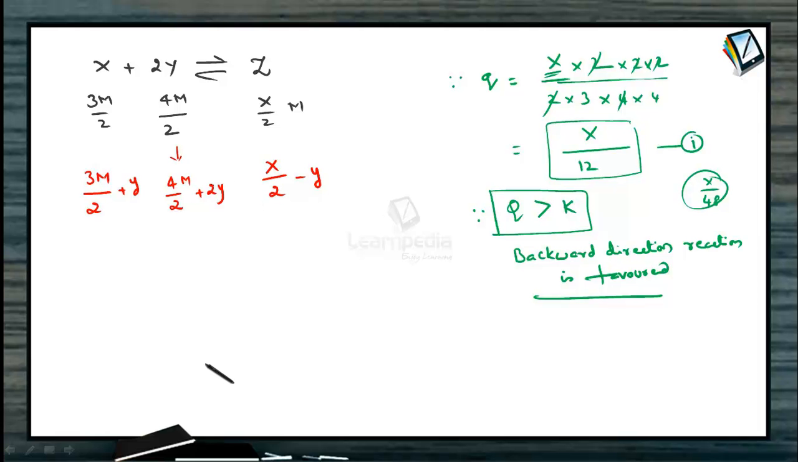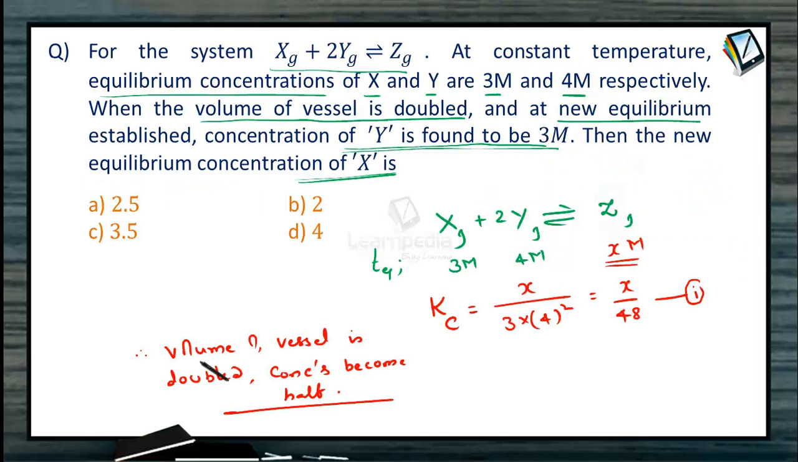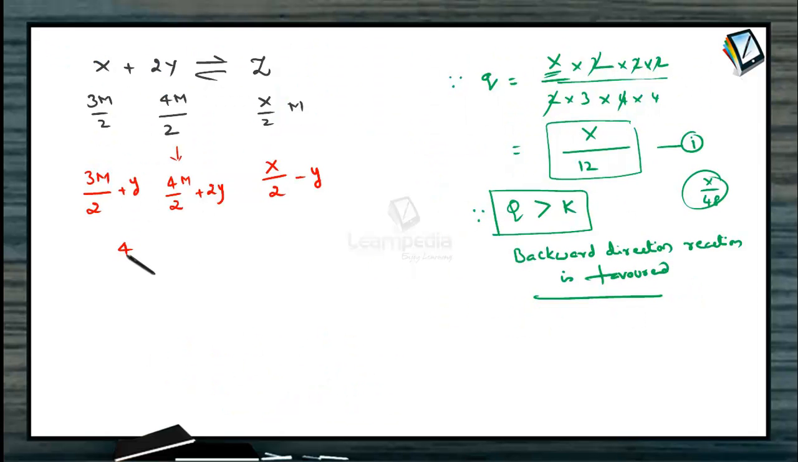But we are given in the question that the new equilibrium concentration of Y is found to be 3 molar. So let us use that. Therefore, 4M by 2, that is 4 by 2 plus 2y, is equal to 3 molar. This is 2 plus 2y equals 3. Therefore, 2y is equal to 1, and y is equal to half, that is 0.5 molar.